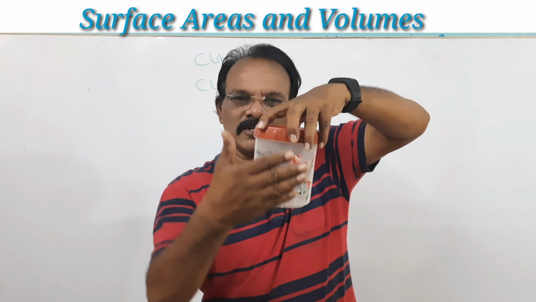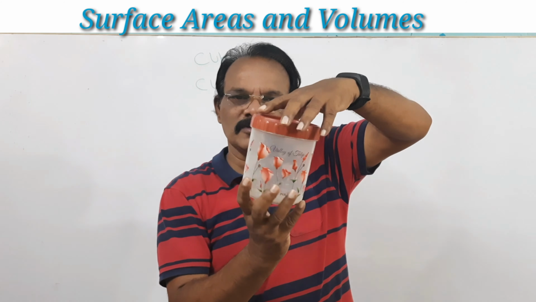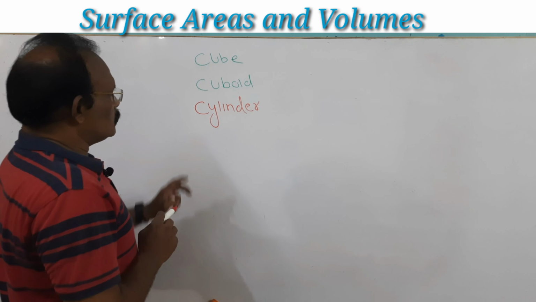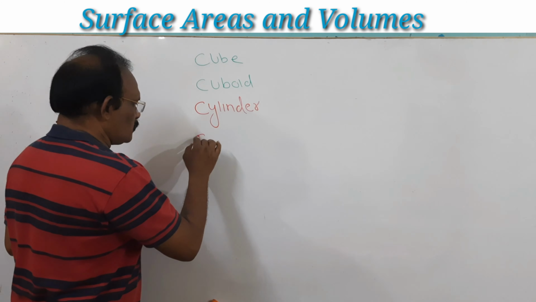There are no faces. There is no face number 1, face number 2, face number 3. If you rotate to any side, you will get the same. So that is the curved surface area. And what will be the total surface area? Total surface area will be this curved surface area plus the above one and the below one. So this is called a cylinder. Now after cylinder, we will go for cone.